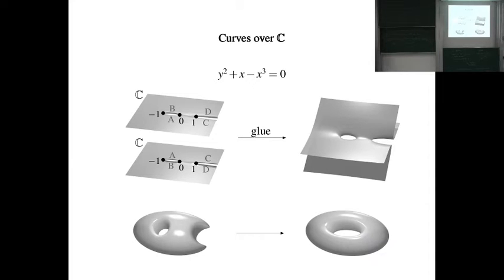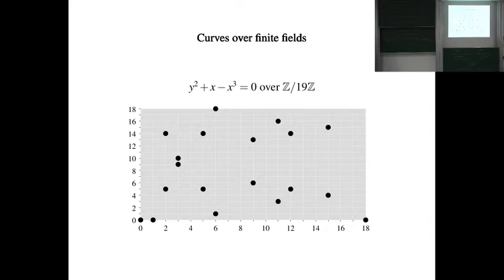Of course, there's more fields than the real and the complex numbers. So what about finite fields? So that's the same curve, the same equation, y squared plus x minus x cubed, over finite fields. So I just took Z over 19Z, for example. And of course, there's not really a topological picture. That's just a finite set, the discrete set. But if you want to draw it in any way, so here the residue classes from 1 to 18, and here from 1 to 18, I drew all the points that satisfy this equation, you get a picture like that.